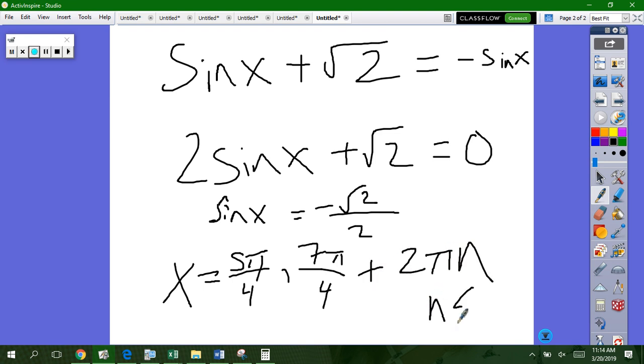Where n belongs to the integers. Can I ask you guys something? What's the period of cosine and sine? Somebody said pi is wrong. 2 pi. That's why we're adding 2 pi, because it takes a whole period to get back to where you were, right? So if I was on tangent, I'd be adding pi n, because the period for tangent is pi, right? Does that make sense to everybody? Understand where this is coming from?